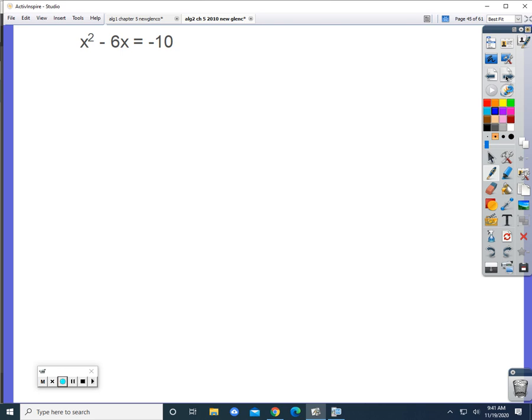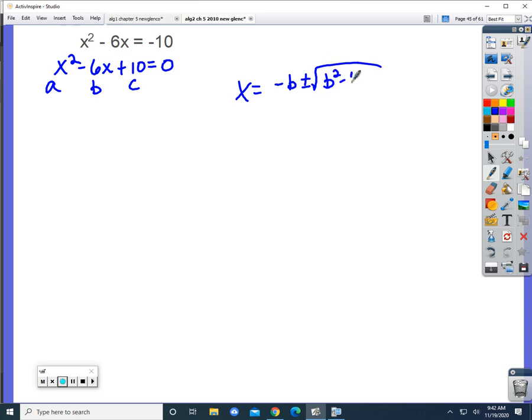Okay, the next one is not ready to begin because it's not set equal to 0. So you need to add 10 to both sides. And now it is ready. We got A, B, and C. So here we go. Write that formula down. The more times you write it, the more you'll have it memorized.